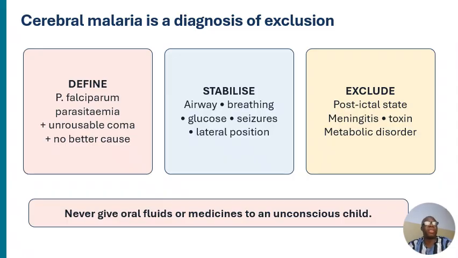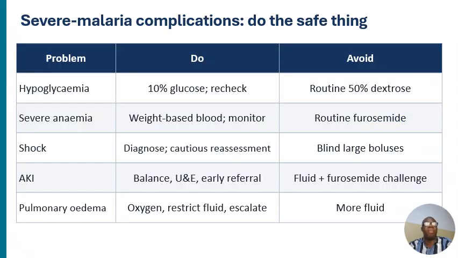If meningitis or sepsis cannot be excluded, obtain appropriate culture where feasible and give empiric antibiotics promptly. A lumbar puncture must never delay treatment in an unstable child. Please, having recognized cerebral malaria, we must now manage it and the accompanying organ complications. And this takes us to severe malaria complications and the safe thing to do. This table contrasts safe actions with common dangerous shortcuts that people often resort to.